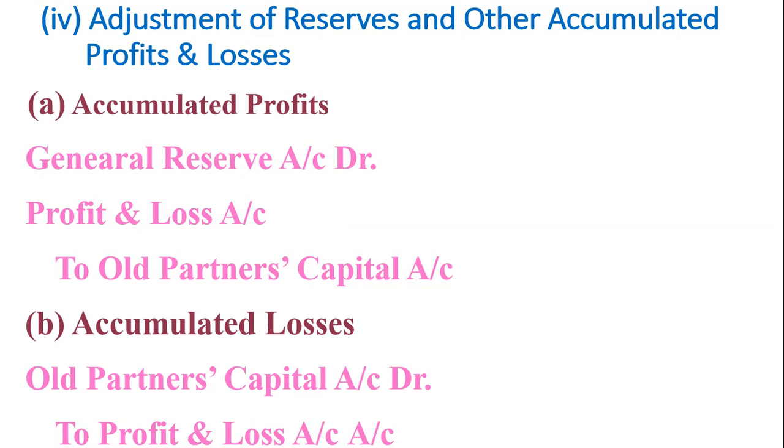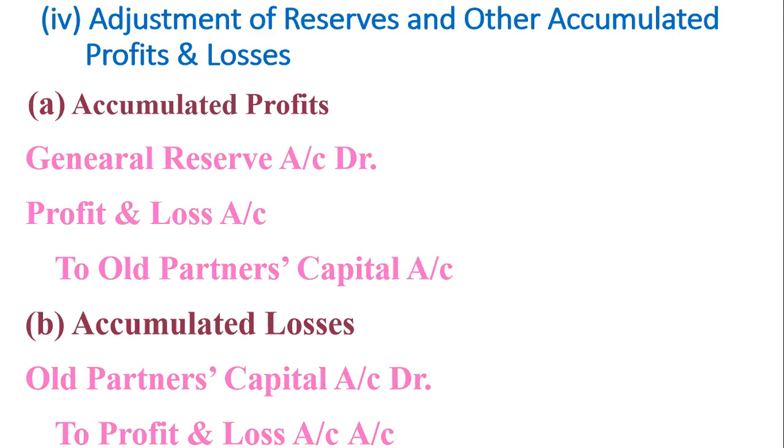General reserve account debit, profit and loss account debit to old partners' capital account, where we have a general reserve and profit and loss account. These two reserves will usually have a credit balance, and when we want to close them by transferring to the partners' capital account, we have to debit them. So the entry is general reserve account debit, profit and loss account debit to old partners' capital account.